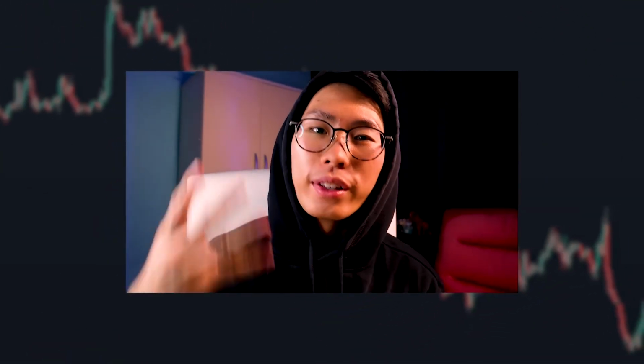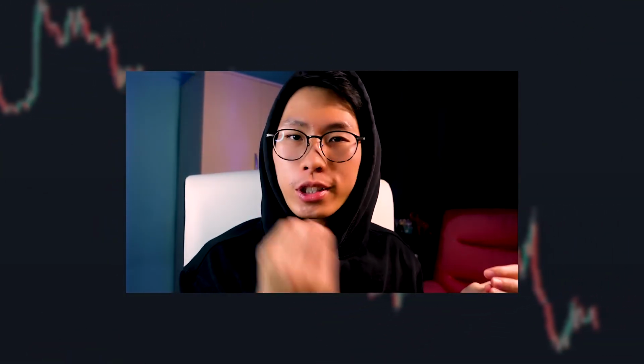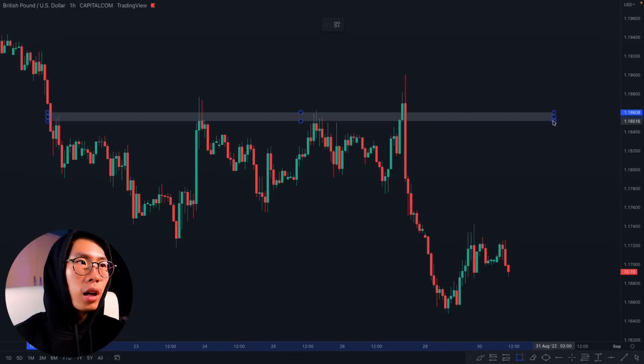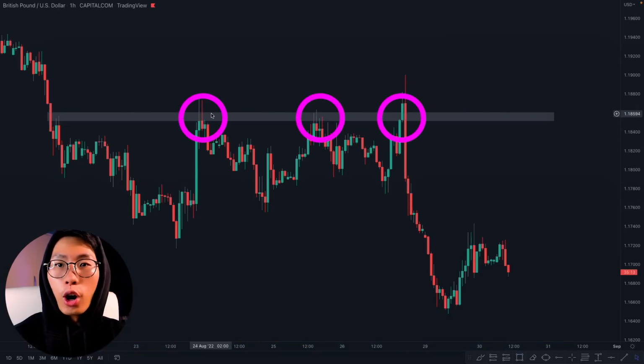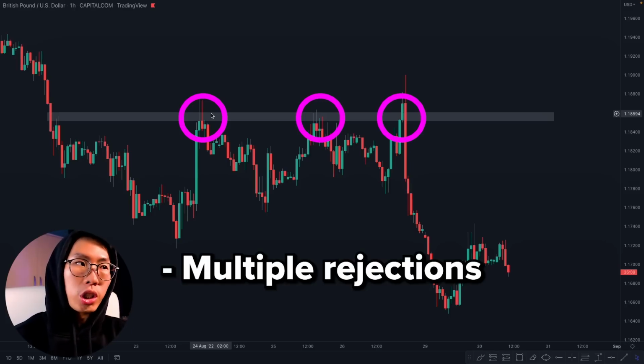Now that you have understood these 4 secret rules, let's apply whatever you just learned to the charts. So in this example, I can draw a resistance level right here because whenever price comes back up here, it always reverses. So this shows us that there are multiple rejections. So this is a very strong resistance level.